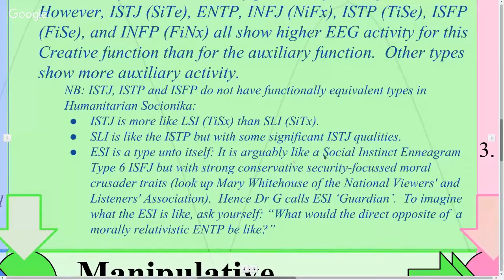It is arguably like a social instinct Enneagram type 6 ISFJ, but with strong conservative, security-focused moral crusader traits. Look up Mary Whitehouse and the National Viewers and Listeners Association. Hence, Dr. G calls ESI guardian. To imagine what the ESI is like, ask yourself, what would the direct opposite of a morally relativistic ENTP be like?